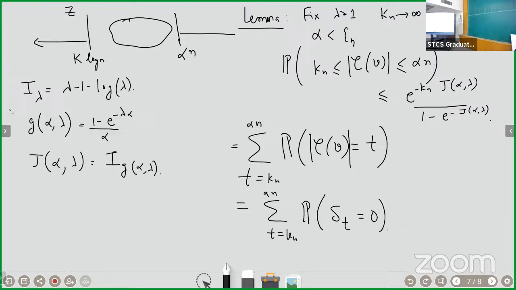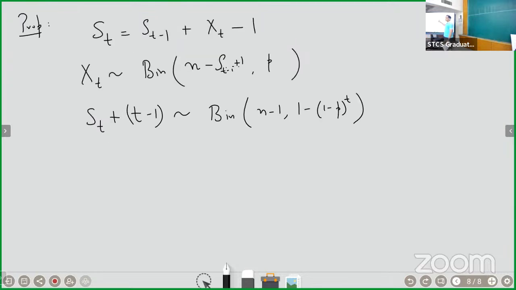Now I can use the result which I have about S_t plus t minus 1 being distributed like this. What probability am I interested in? The probability that S_t is what? Can you give me a bound as a function of t? Or you could use Markov's.